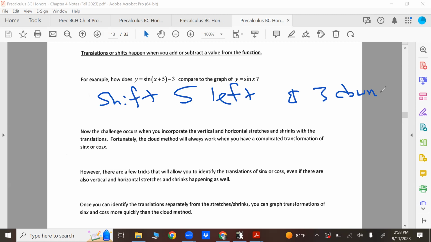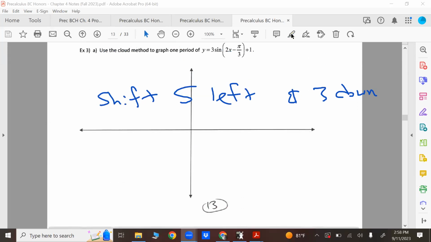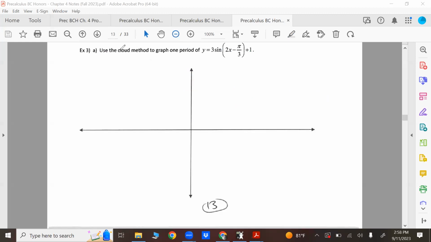But the challenge occurs when you do have to incorporate vertical and horizontal stretches or shrinks with the translations, right? That's where it does get a little confusing. So there are a few tricks. I already told you what I like to do, so we're going to do it. We'll jump to right here. We're going to do it my way. Here's my way, just like Frank Sinatra.